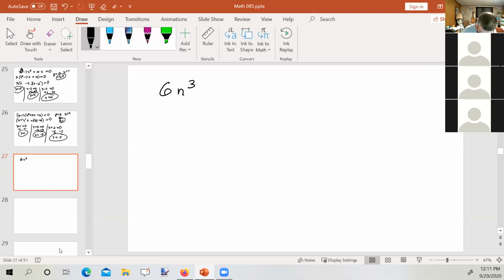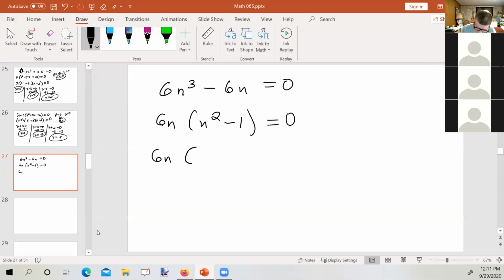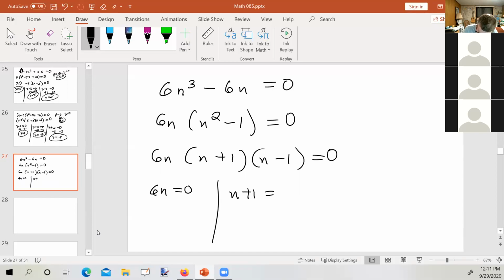6n cubed minus 6n equals 0. This is already in standard form, descending powers of the variable set equal to 0. Okay. There's a greatest common factor, 6n. So I've got n squared minus 1. So then this becomes what? N plus 1, n minus 1 equals 0. So 6n equals 0, n plus 1 equals 0, n minus 1 equals 0.